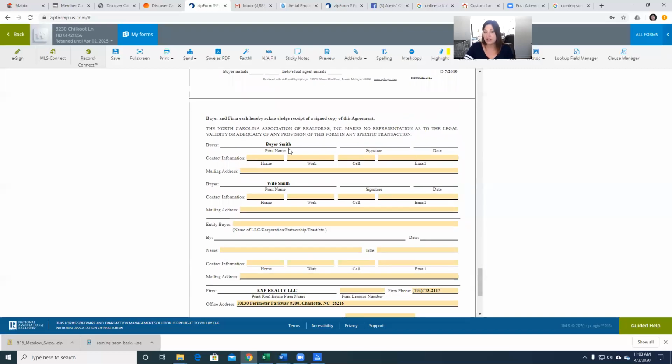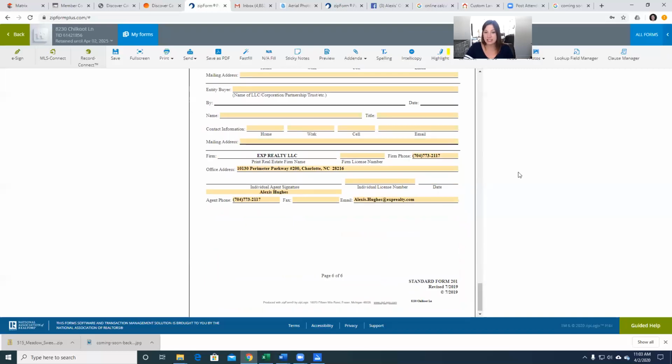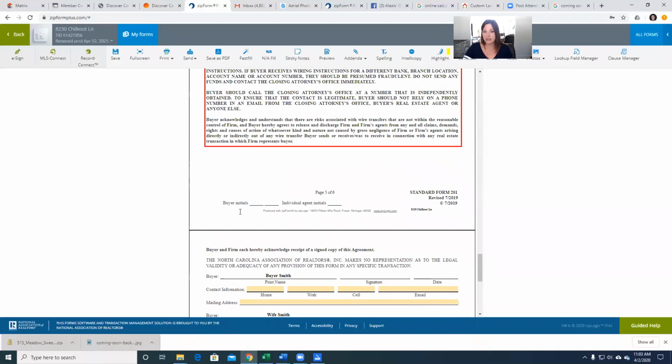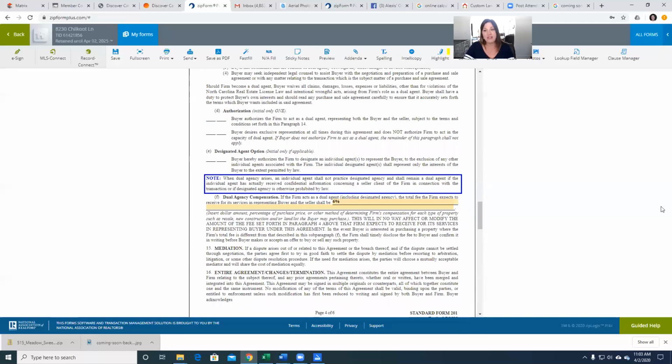Then you come down, the buyer is going to sign and date. You are going to put your firm license, which is C22682. Go ahead and make that note. And then you've got your individual license number. You're going to sign and you're going to date. And on each page, you and the buyer are going to initial. And that is buyer agency and working with real estate agents in a nutshell.